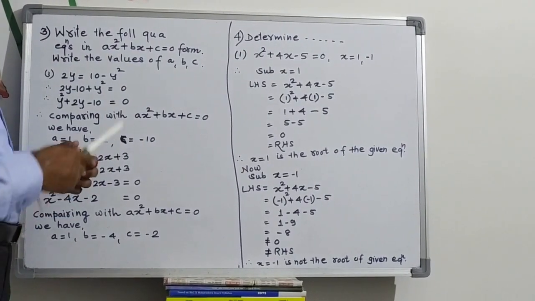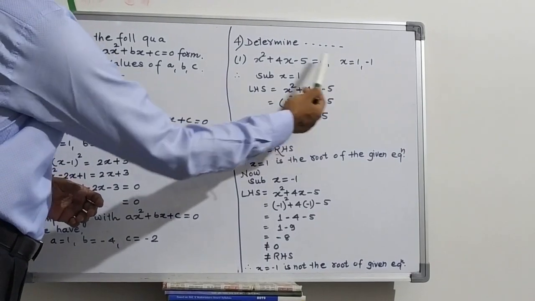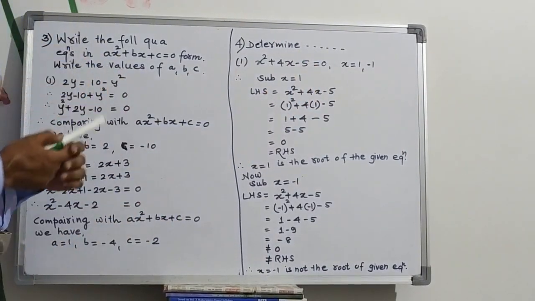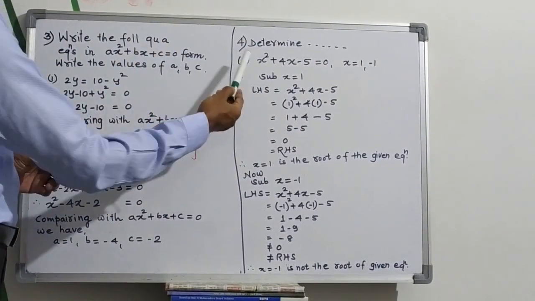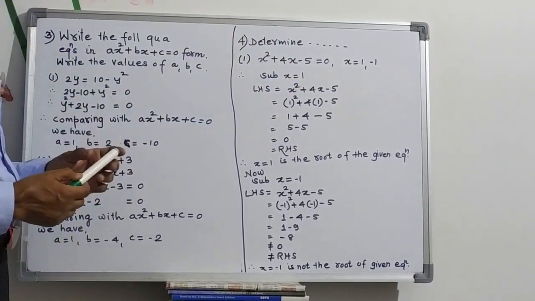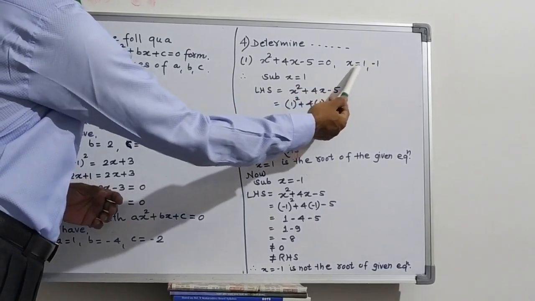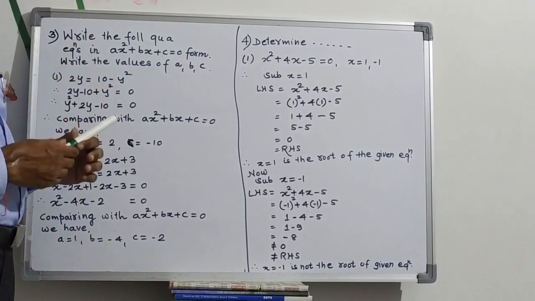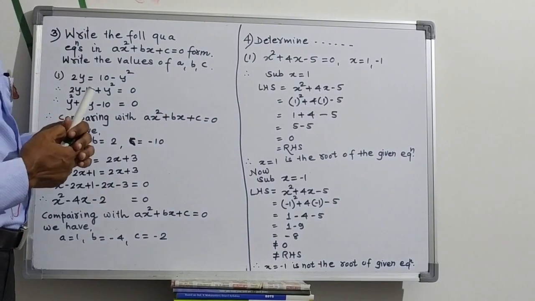So here we have to decide, or we have to determine whether the values which are given against the quadratic equation are the roots of the given quadratic equation or not. So the first equation from this is x square plus 4x minus 5 is equal to 0 is our quadratic equation which is given to you, and the values are x is equal to 1 and x is equal to minus 1. We have to decide from them which is the root of the given quadratic equation.